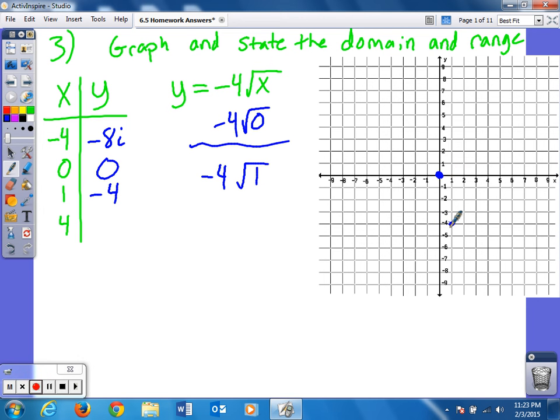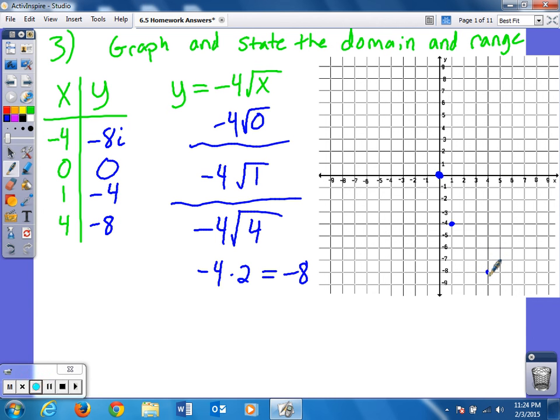That's right here. And if we plug in 4, then we'll get -4 times the square root of 4. That's -4 times 2, which is -8. So we can go to the coordinate point 4, -8. That's right here. And so this is going to start at 0, 0, and it's going to kind of go down something like that.